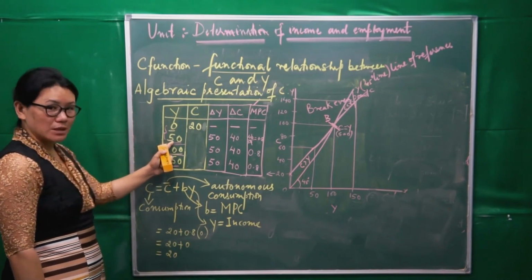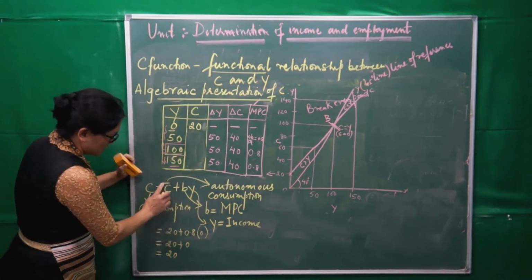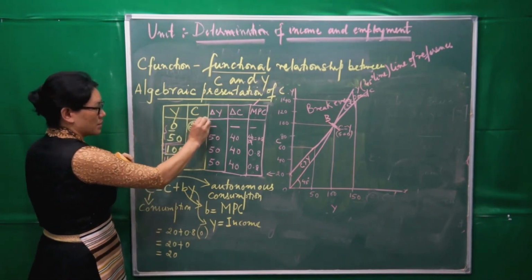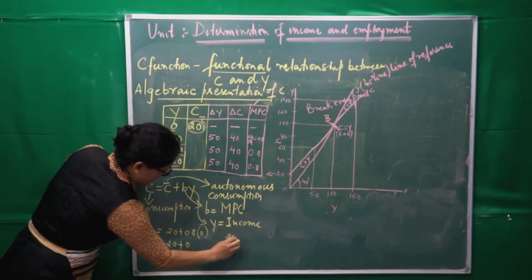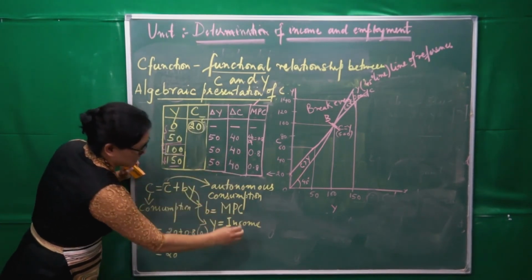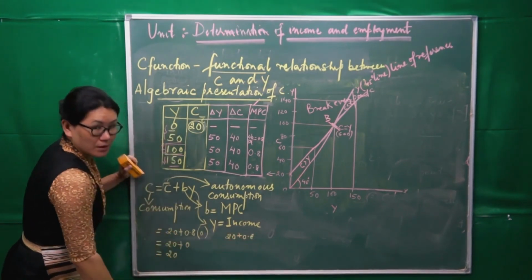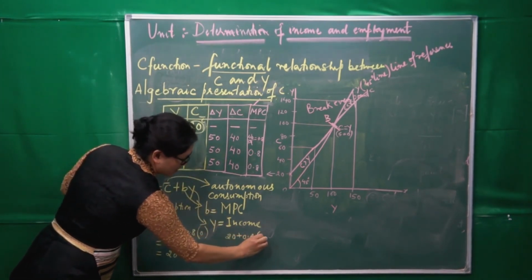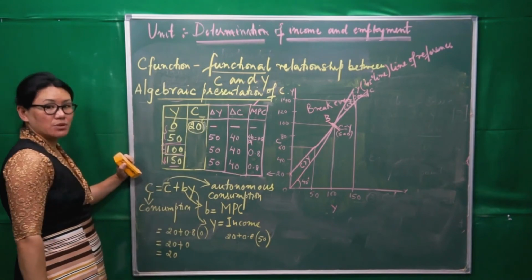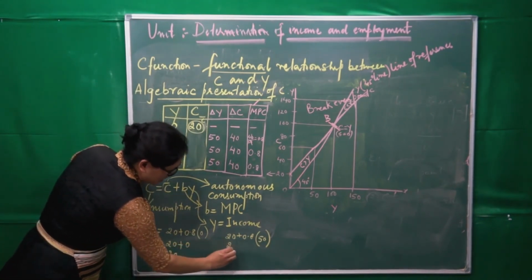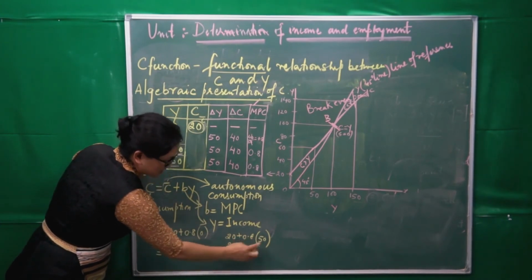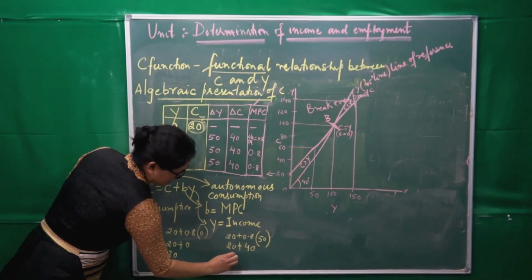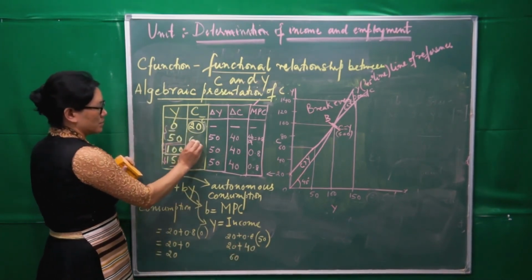Now we will go for the second one. See here. This is what? Autonomous consumption. So we have to take up this one only, right? This is autonomous consumption, this is C bar. So the second one is 20 plus B, which is 0.8, and Y is given as 50. Now we can easily find the consumption. It will be 20 plus these two, which is 40. So 20, 40, 60. Here it will be 60.